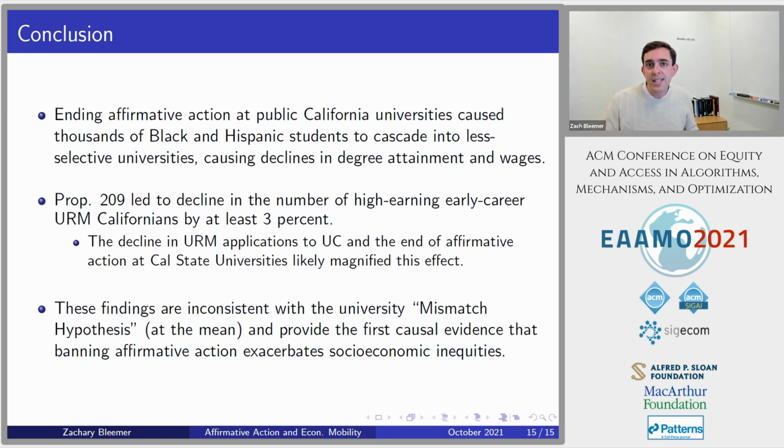These findings are inconsistent with the so-called university mismatch hypothesis, the notion that students ought to attend universities where they have very similar academic preparedness to their peers. And this is going to provide the first causal evidence that banning affirmative action exacerbates pre-existing socioeconomic inequities. I'm going to end there. I'm happy to take questions.